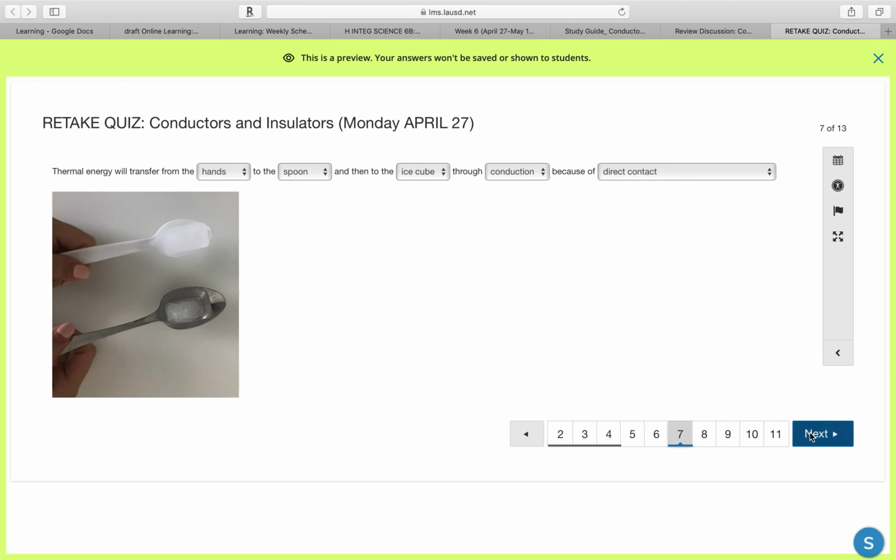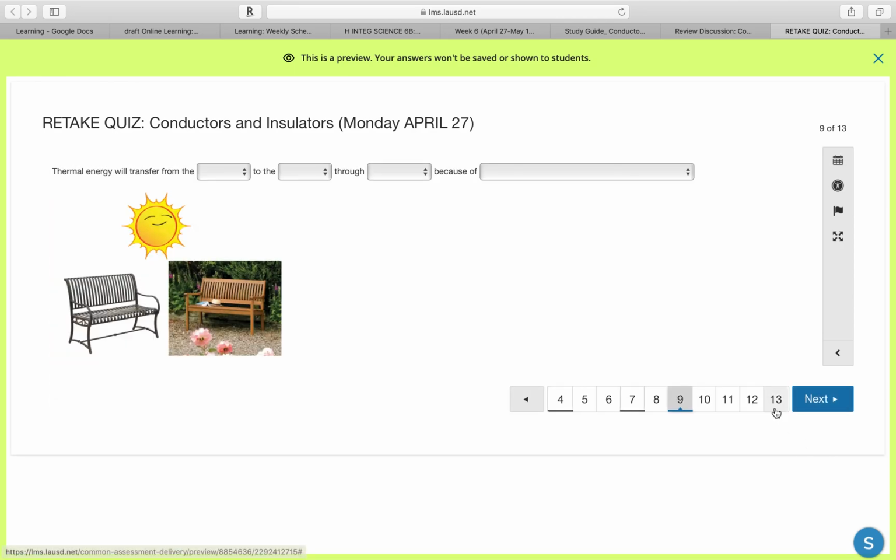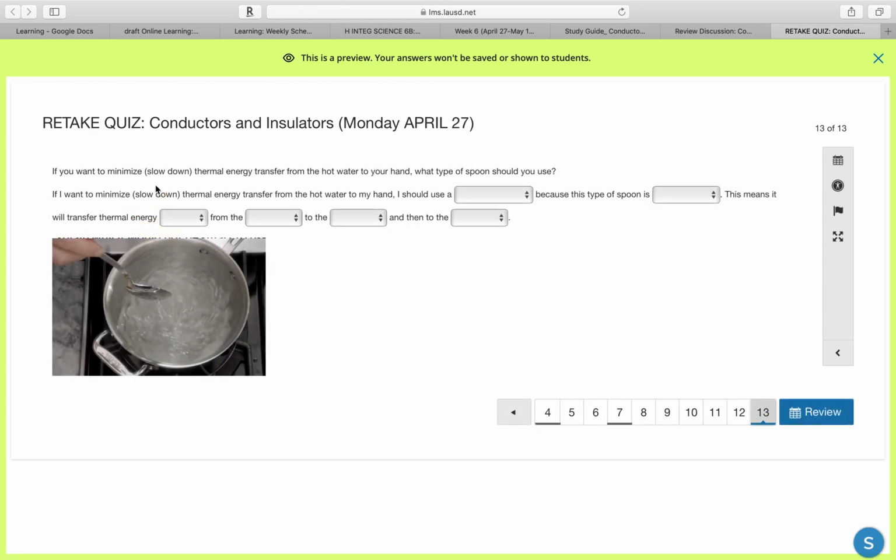All right, last one was number 13 that kids needed help on. So number 13, if you want to minimize, that means slow down, thermal energy transfer from the hot water to your hand, what type of spoon should you use? So if you want to minimize and slow down thermal energy transferring from the hot water to my hand, then you should use a wooden spoon, because a wooden spoon is an insulator. Insulators slow down thermal energy transfer.